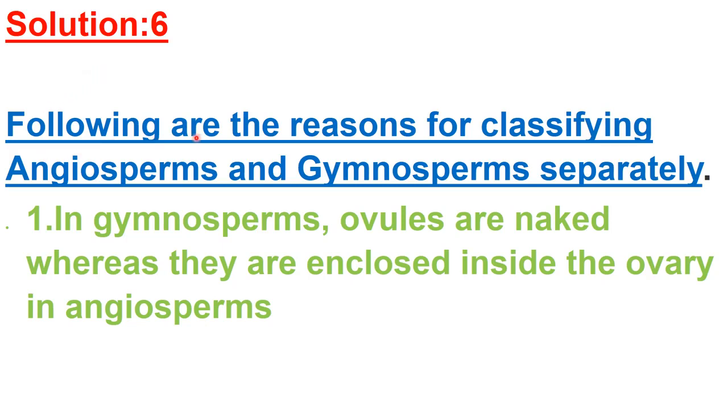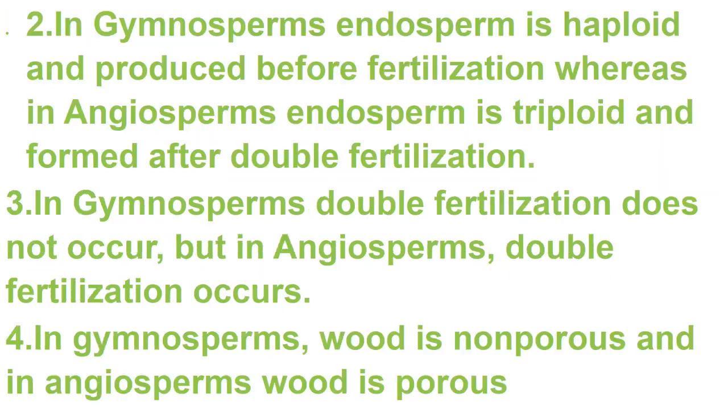Following are the reasons for classifying the angiosperms and gymnosperms separately. So what are the differences in angiosperms and gymnosperms? In gymnosperms, ovules are naked, whereas they are enclosed inside the ovary in angiosperms, right? Naked ovule is found in the gymnosperms because flowers are not present there. But in case of angiosperms, these ovules are enclosed inside the ovary.